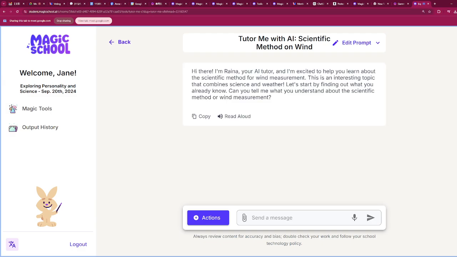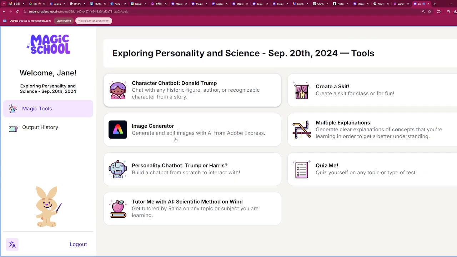Hi there. I'm Raina, your AI tutor, and I'm excited to help you learn about the scientific method for wind measurement. This is an interesting topic that combines science and weather. Let's start by finding out what you already know. Can you tell me what you understand about the scientific method or wind measurement?